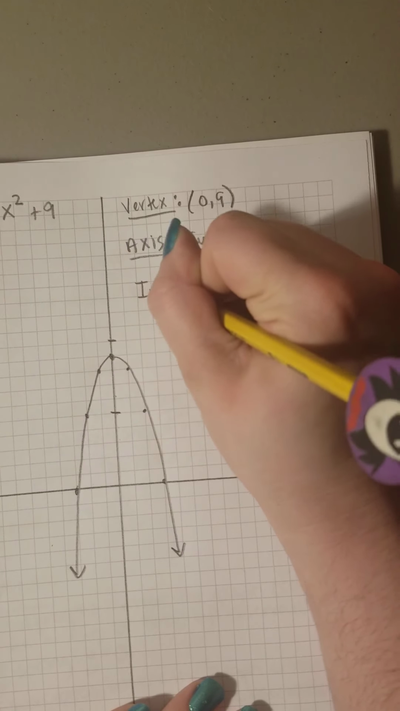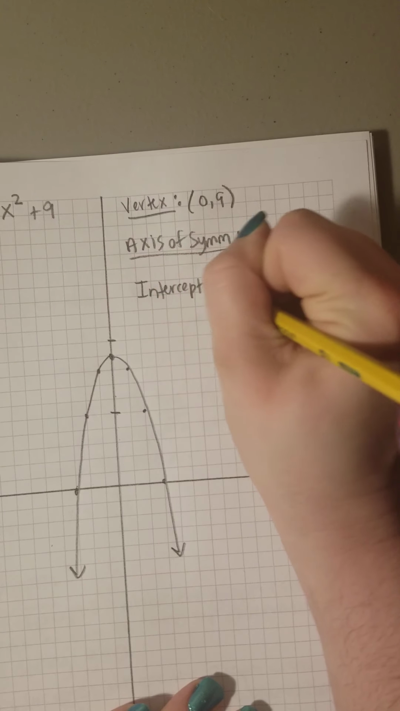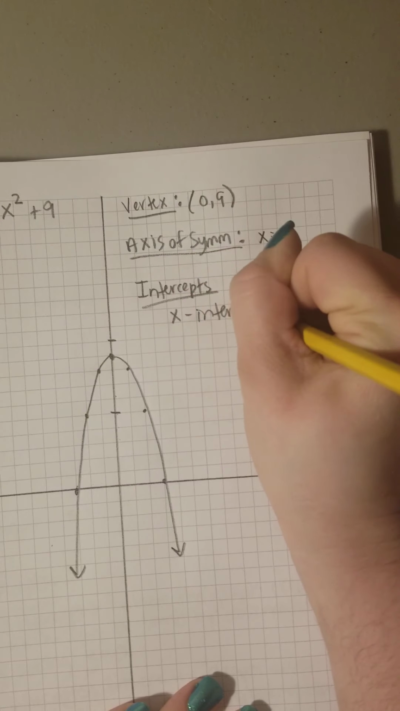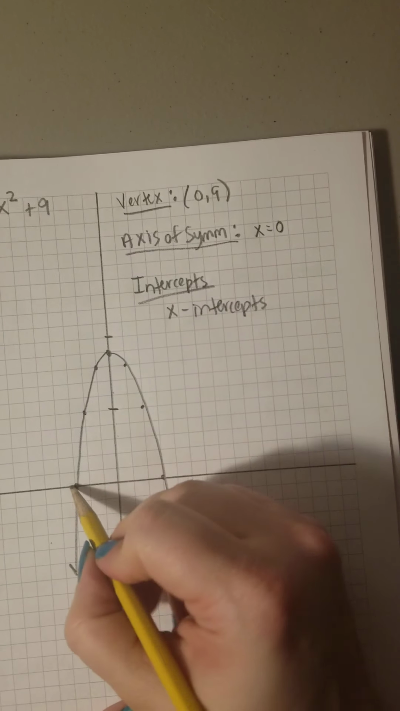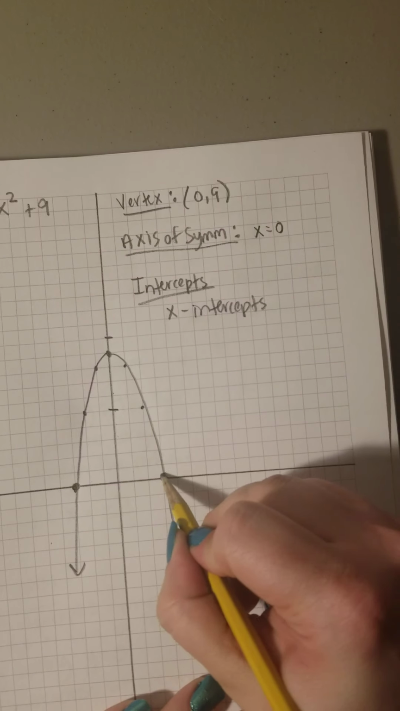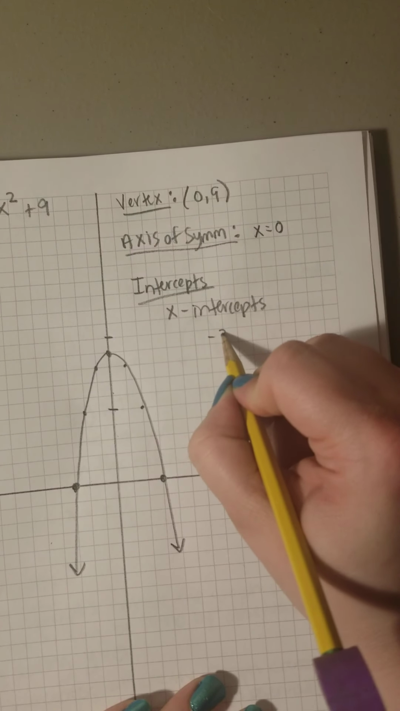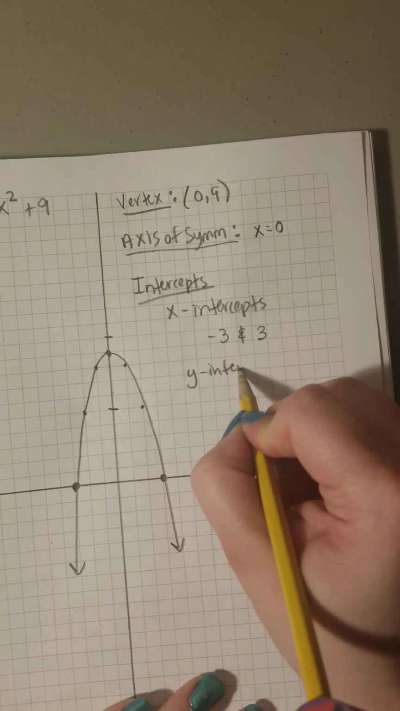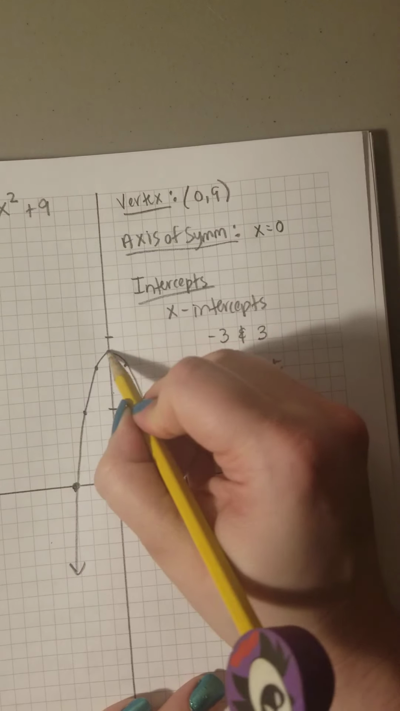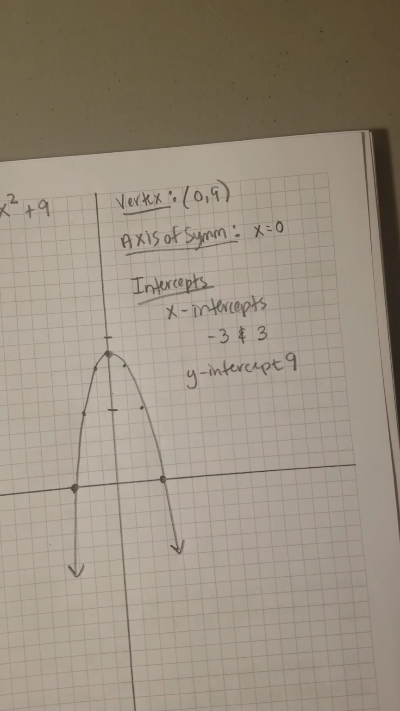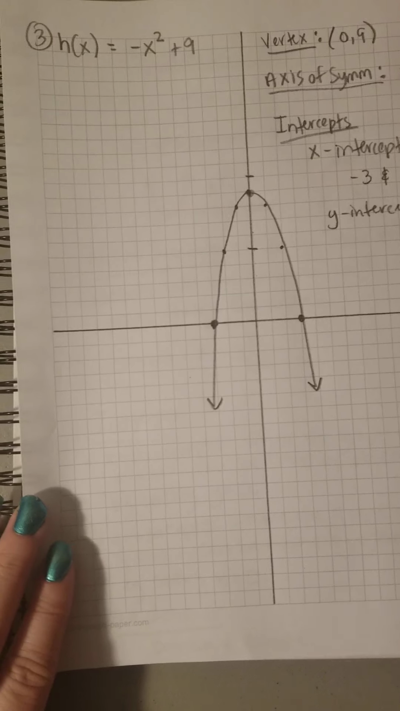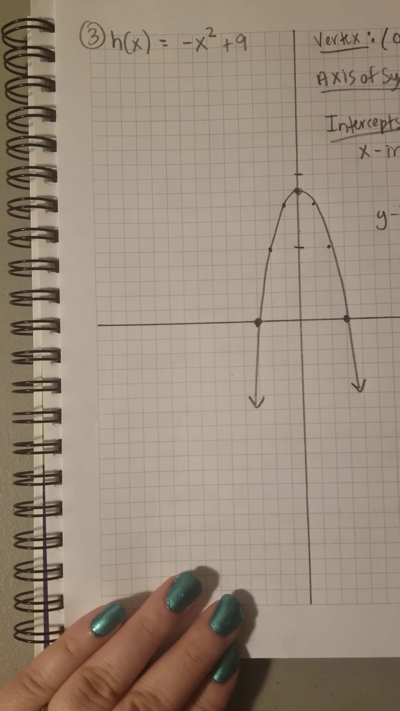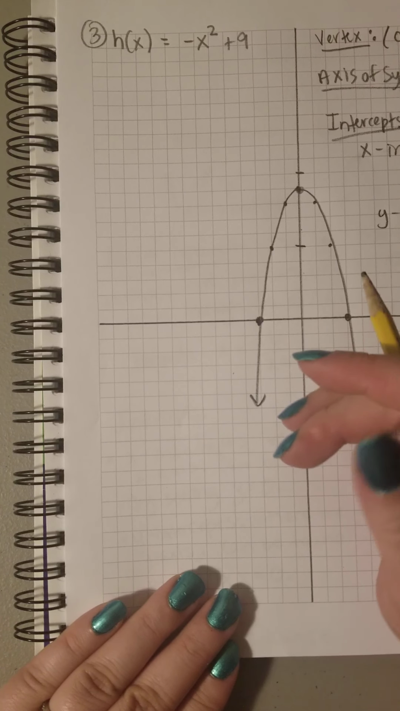Intercepts. My x-intercepts. Well, you can see here it crosses at -3 and +3. And my y-intercept happens at +9. If I had wanted to find those algebraically, I know I keep harping on that even though it's really clear. That's because we're going to get to an example where it's not going to be super clear.